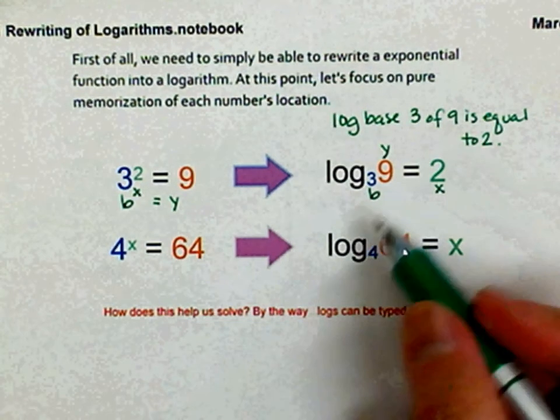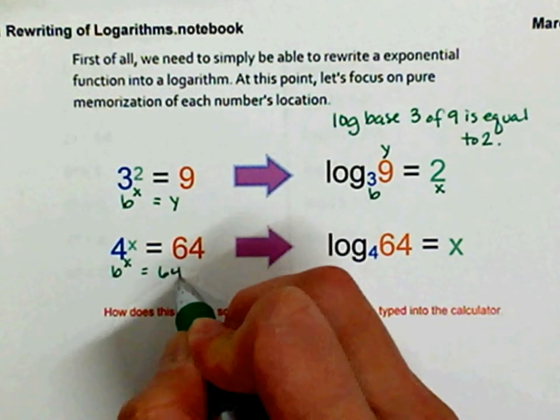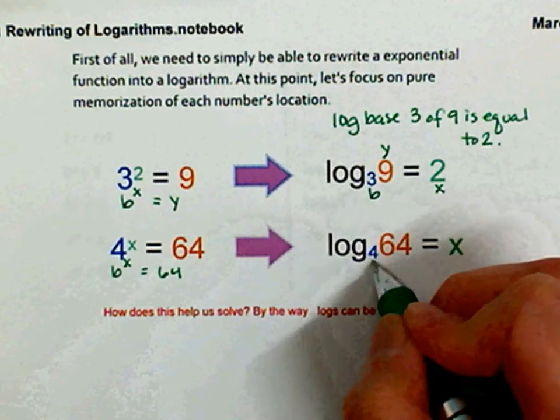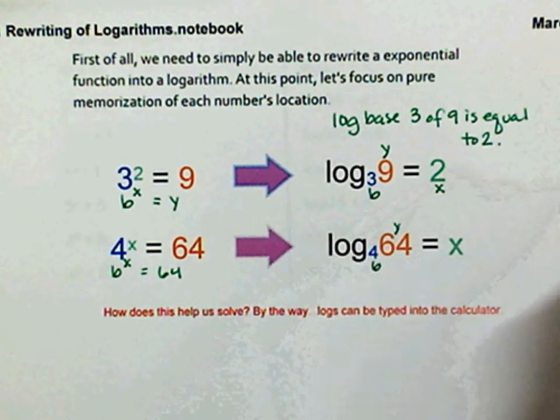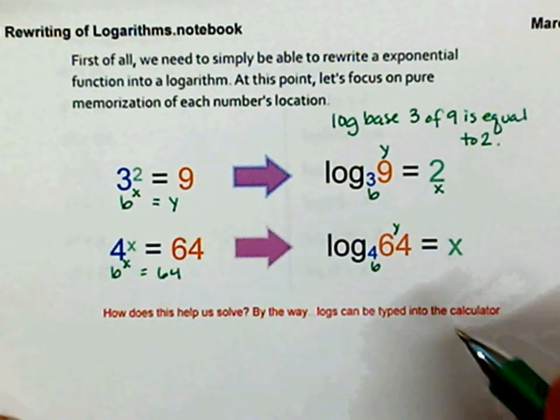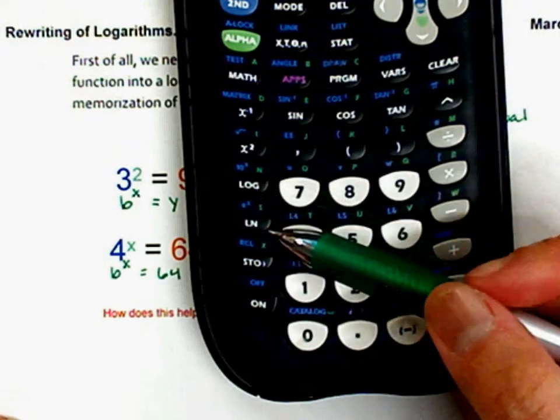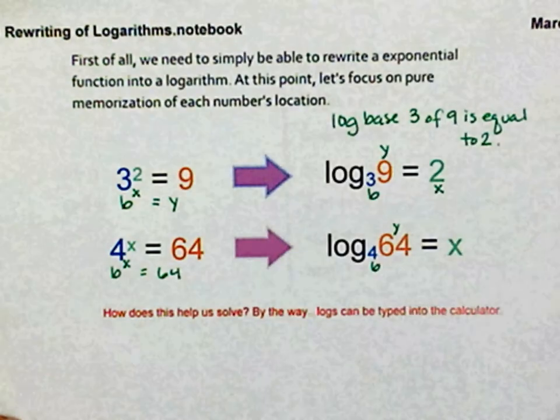Same thing here. Here's your base. There's the x equals 64. There's your y. Okay? Here's your base. There's the x. There's the y. So you got to know how to go back and forth. All right. And what it does is it helps you to find it in the calculator. Notice there's logs and then there's natural logs, and we're going to use those in this unit.